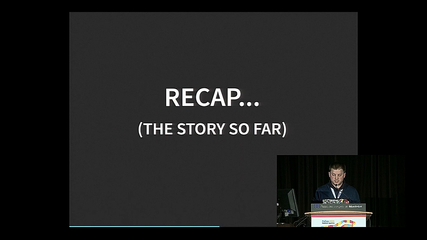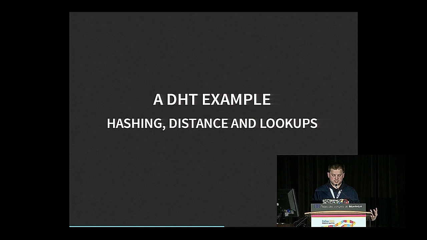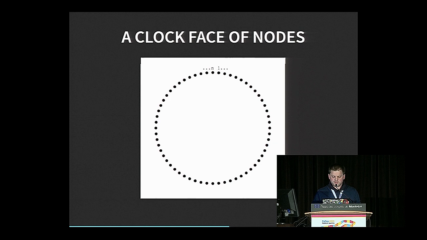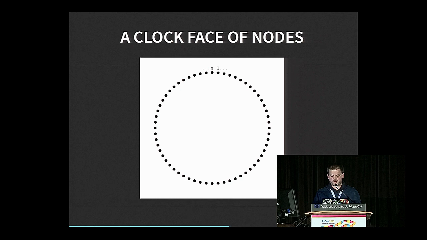So given all this theory, how does async I/O work in practice with my distributed hash table project? Before we can explore that, we need to know a little bit about how distributed hash tables actually work. In fact, I'm going to say DHTs from now on, because it's a bit of a mouthful. So I mentioned that a DHT is made up of nodes, and the classic way to visualize this is with a clock face, and you'll see why in a moment, a rather squashed clock face.